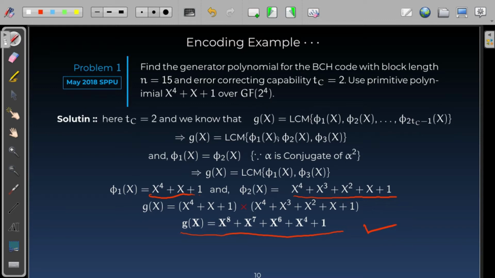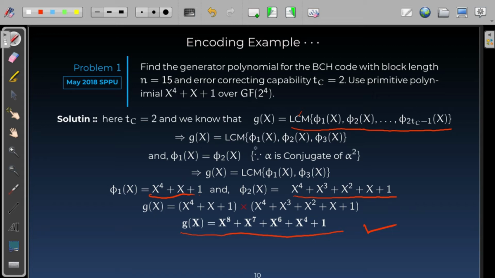So you see what the steps involved here are. The very first thing is the formula of the generator polynomial, which is basically the LCM of phi 1 of x, phi 2 of x and all the way up to phi of 2 tC minus 1. tC is basically the error correcting capability, which is equal to 2 here. So 2 times 2 minus 1 gives phi 3 of x, right? So we have phi 1 of x, phi 2 of x, phi 3 of x, right?